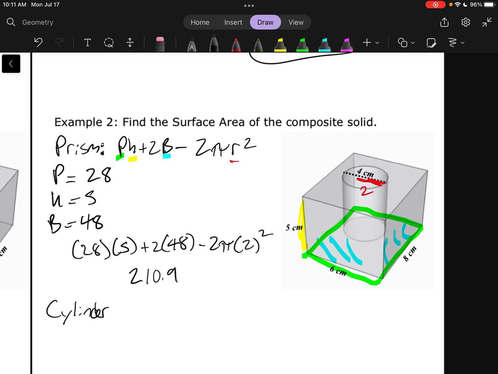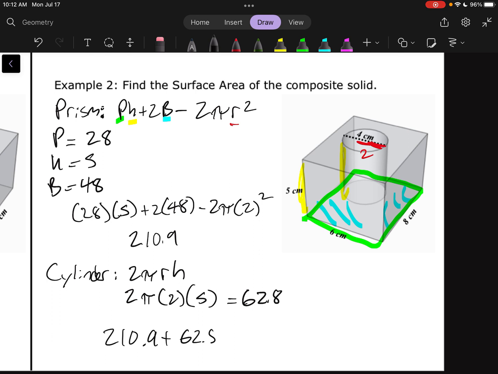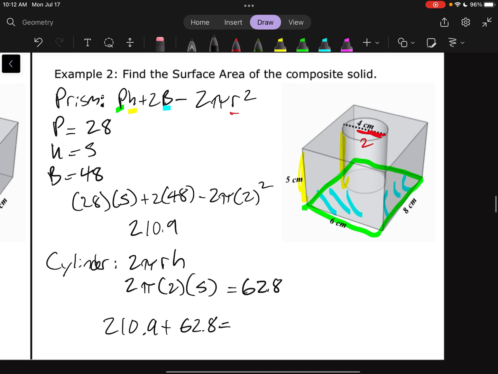So now the cylinder: we don't need the top and bottom of the cylinder because those are holes, right? We just need the lateral sides. So that would just be 2 pi r h. We already know what the r and the h are, right? Because the height of the cylinder is the same as the height of the prism. So this will just be 2 times pi times 2 times 5. I'm getting 62.8. So we're going to take that 210.9 and add the 62.8, and we should have ourselves a final answer here. I'm getting 273.7 centimeters squared.